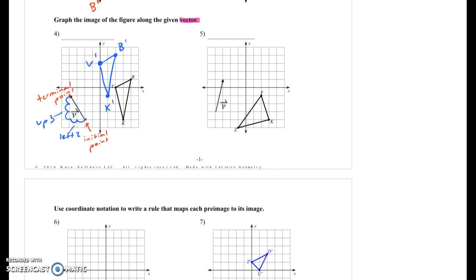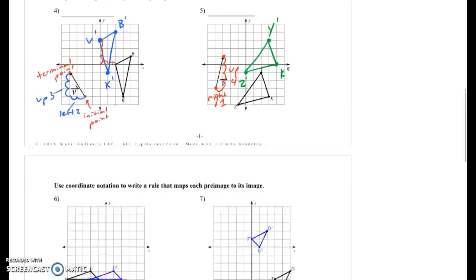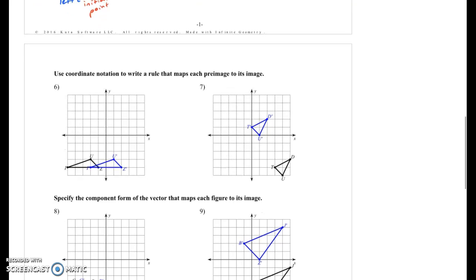And this is what we get. We can see for V I went 1, 2 to the left and 1, 2, 3 up. Go ahead and try that for number 5. Remember, you start here and you move to here. We should see that it is to the right 1 and up 4. And we end with this image here. If you have any questions, be sure to ask a neighbor to see if they can help you through these problems. Let's move on to 6.